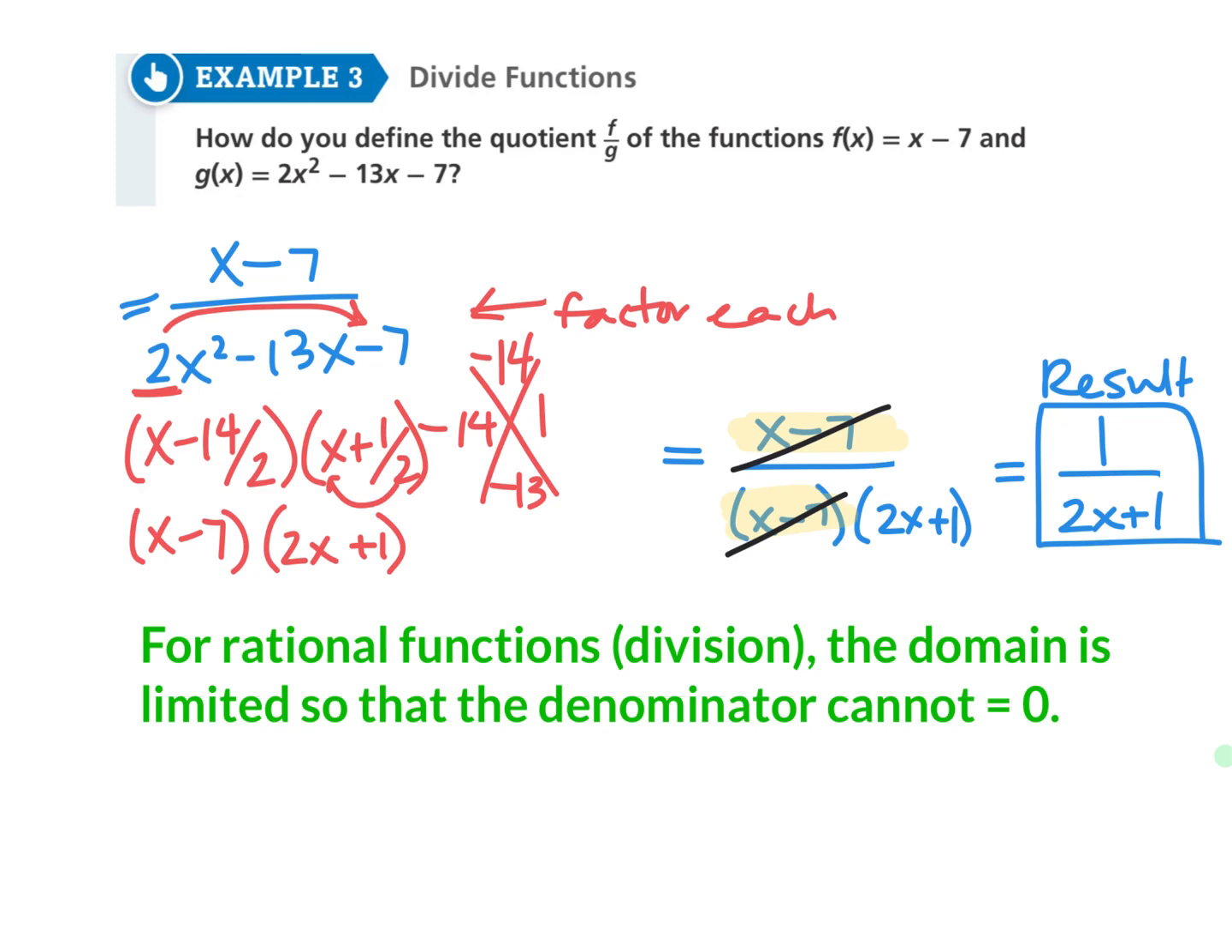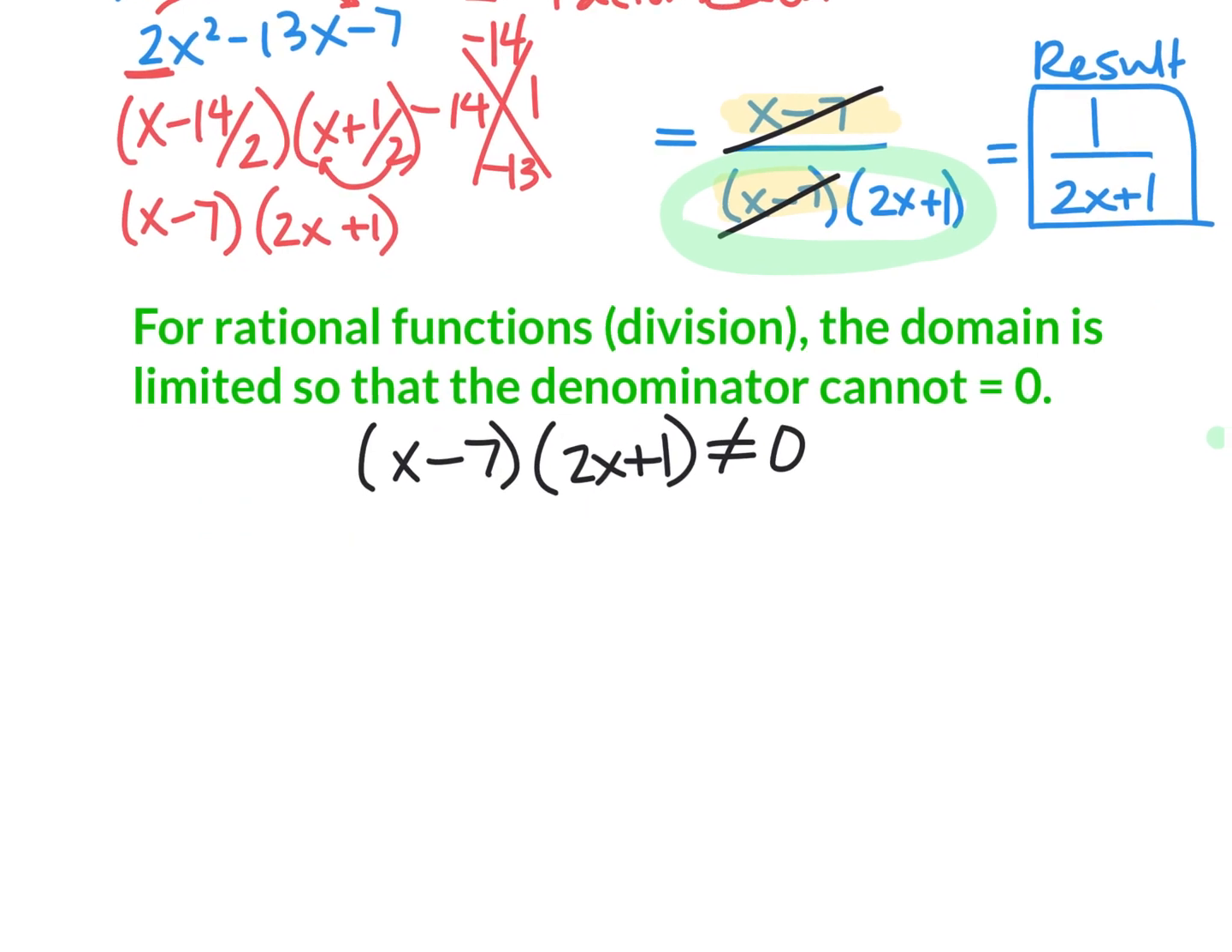So the denominator in this example factored to end up being x minus 7 or 2x plus 1. Well, I want this to not equal 0. So I'm going to do this just like we do when we find solutions, except these are not solutions. So I'm going to set this not equal to 0, not equal to 0.